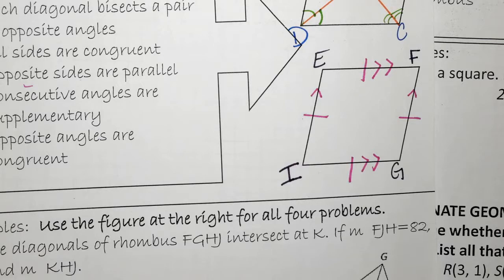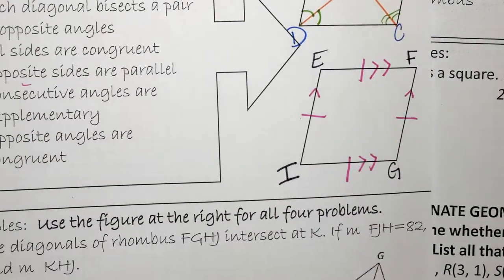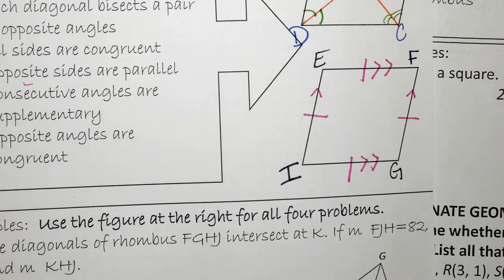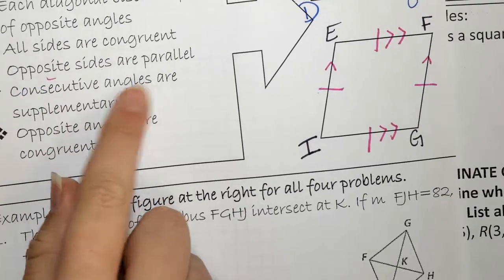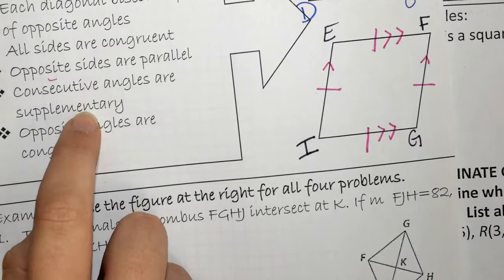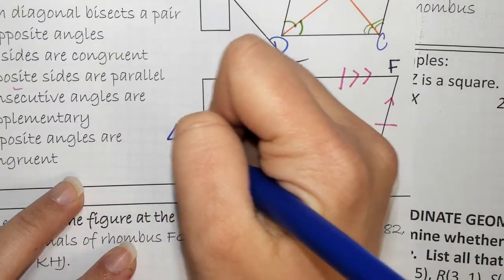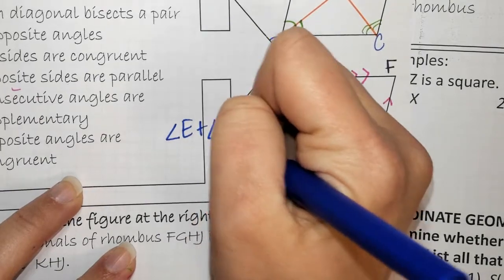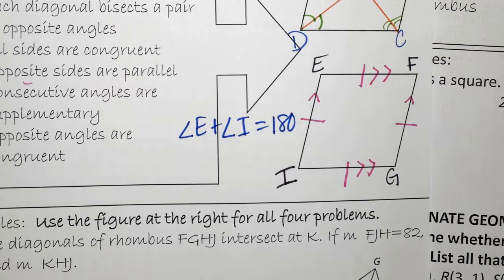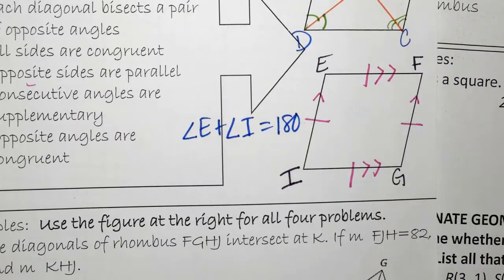Now, what I'm asking you is what are consecutive angles? So find on this rhombus two consecutive angles. E and I. E and I are consecutive angles. Now, what does it tell us about consecutive angles? So what does the word supplementary mean? 180. So that means angle E plus angle I would equal what? 180. Now, would I ever set EI and FG equal to 180?